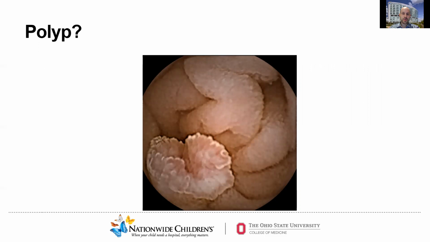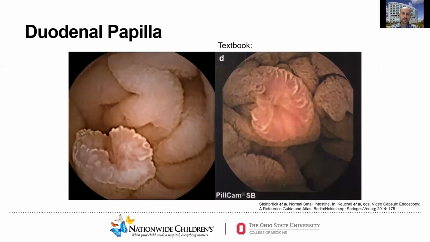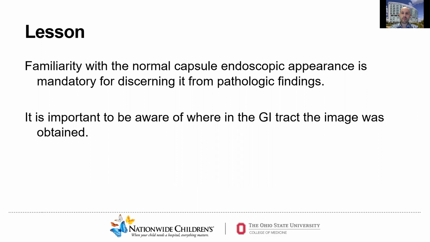Now here was an unusual finding that the practitioner thought was possibly a polyp or an unusual tumor. However, this is the duodenal papilla. And here's a textbook photo juxtaposed next to it, and note the similarity. So the take-home lesson from this is that it's very important to be familiar with normal capsule endoscopic findings, and it's mandatory for discerning it from pathologic findings. It's also important to be aware of where in the GI tract an image was obtained.